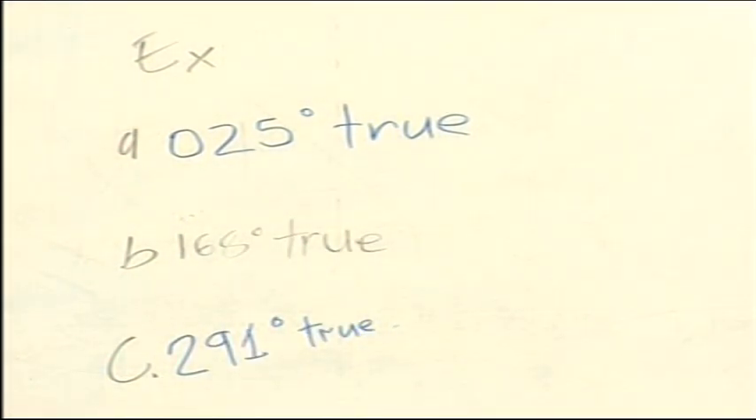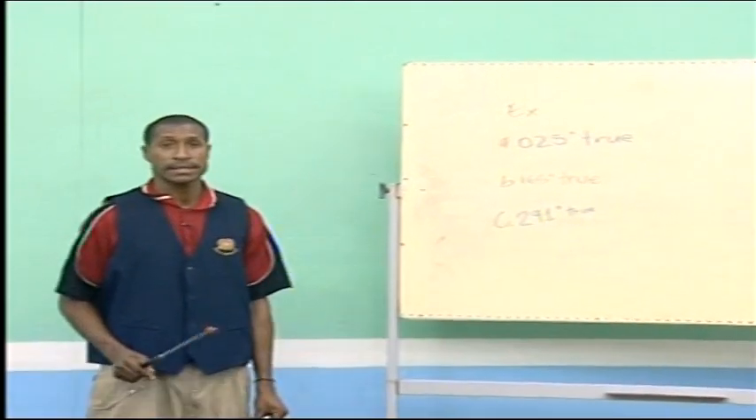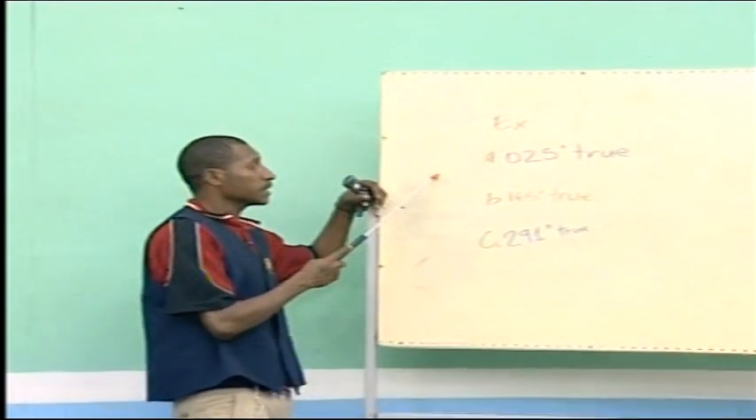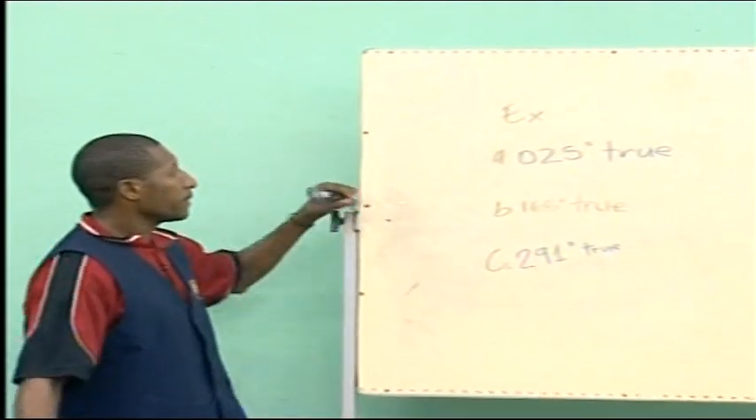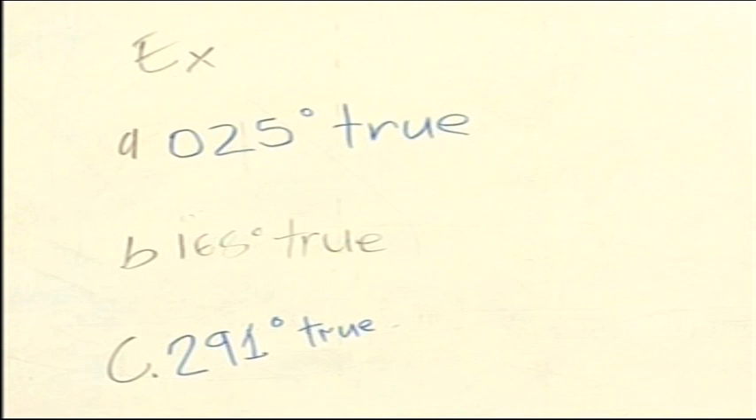Okay, let us look at the 3 answers. Exercise A, receiving students. The model class have the answers on the board. For A, they have written that the bearing of point A for exercise A is 25 degrees. Okay, you can have it as 25 degrees. So the bearing is 25 degrees.